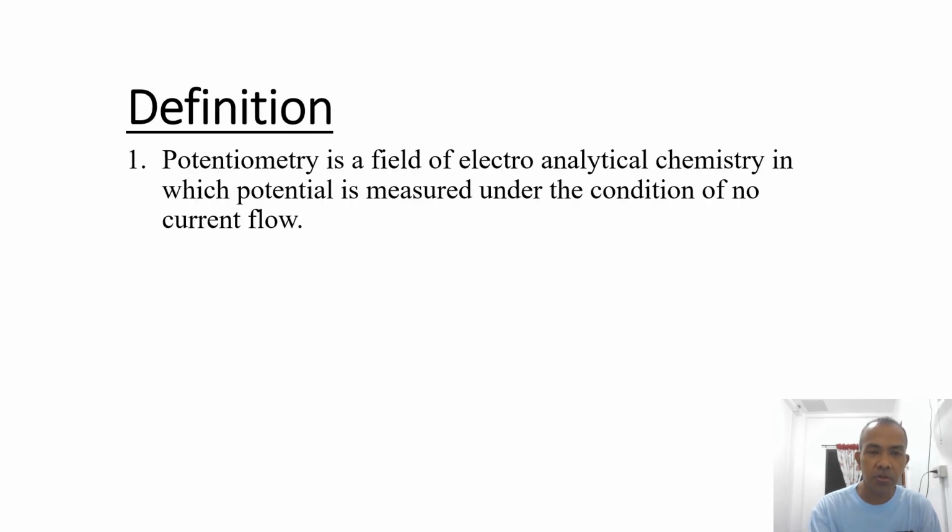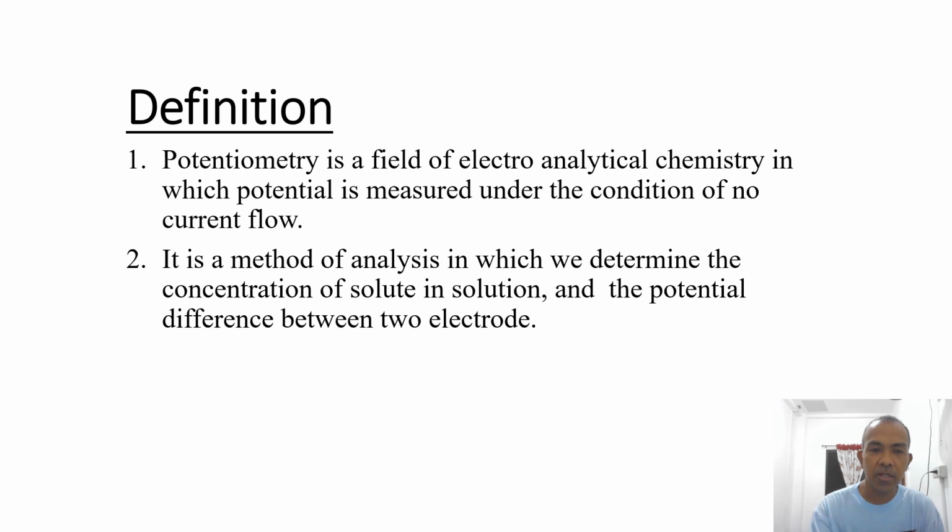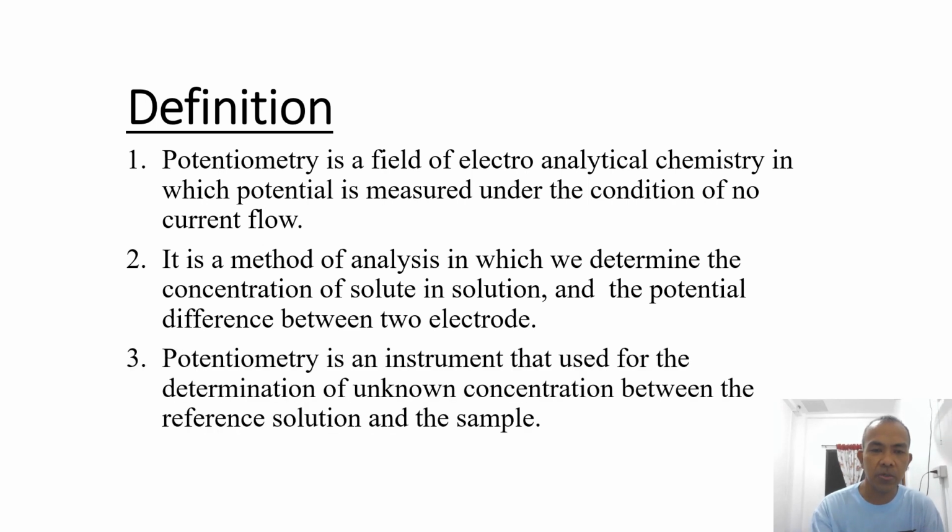So for the definition, potentiometry is a field of electroanalytical chemistry in which potential is measured under the condition of no current flow. It is a method of analysis in which we determine the concentration of a solute in solution and the potential difference between two electrodes. Potentiometry is an instrument that's used for the determination of unknown concentration between the reference solution and the sample.